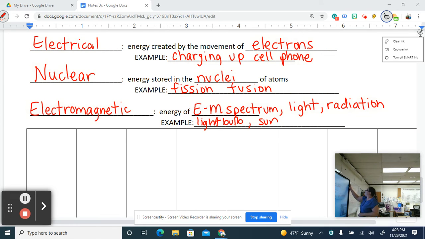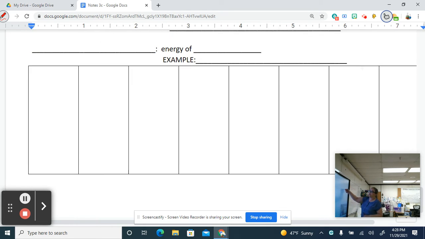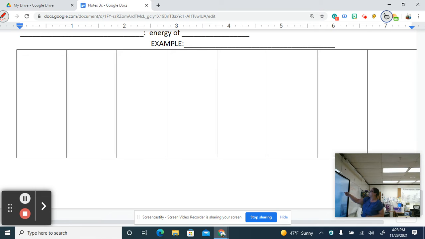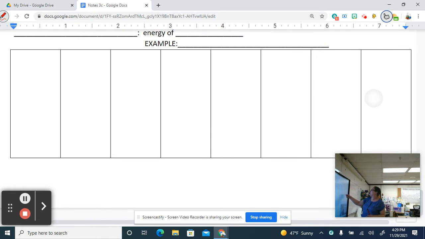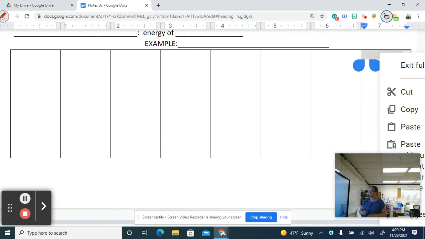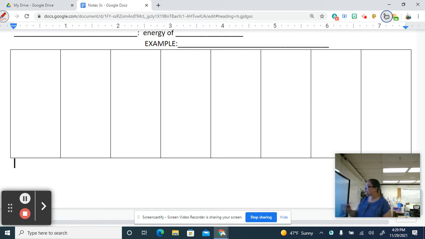All right, so the last thing we're going to do, and hopefully you've got your notebook with you if you're doing these notes on the computer, because I want you to draw, and we're going to draw examples of potential and kinetic, and then we're going to draw examples of all the forms of energy. So here we go. First, we've got kinetic and potential, and then we'll do our 6 forms.